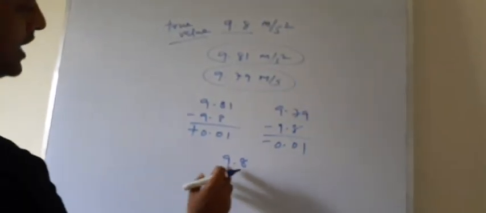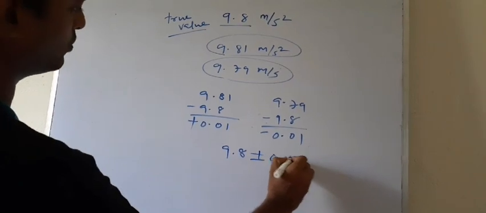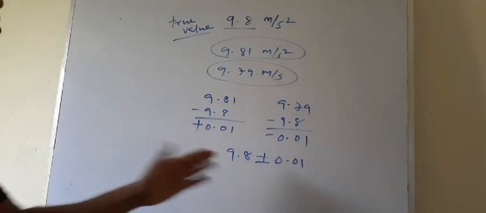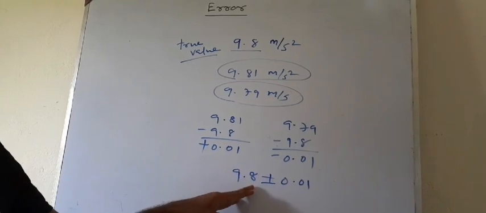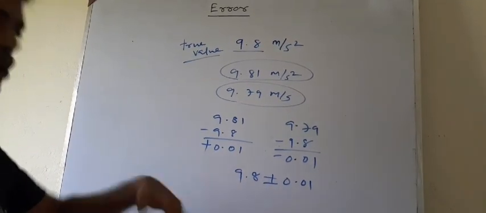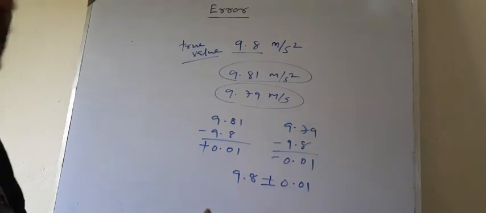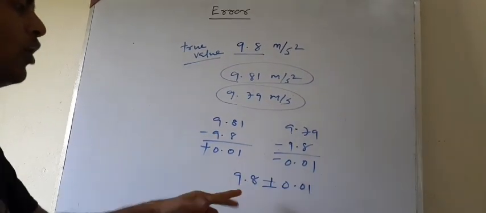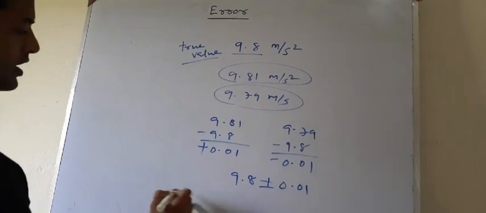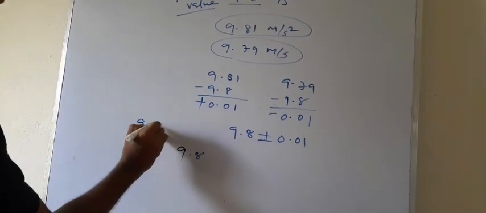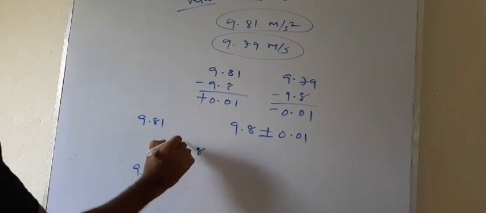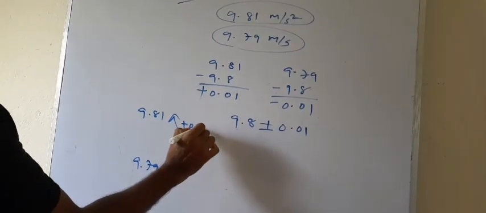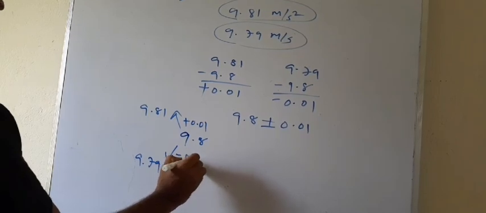This is plus. So I can write that while measuring the value of acceleration due to gravity, we are estimating a value that is 9.8 plus minus 0.01. It means some students are measuring a value 0.01 less than this value, and some students are finding a value 0.01 above this value. So better I can write it this way: 9.8, I am writing 9.81, 9.79. Here is an increase of plus 0.01, here is a decrease of minus 0.01.